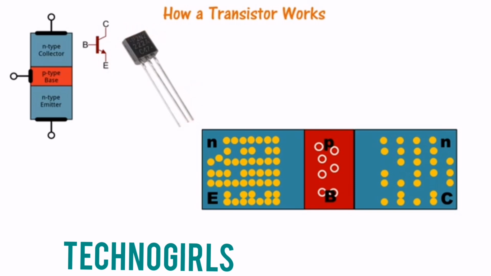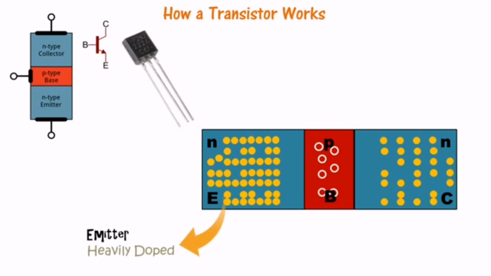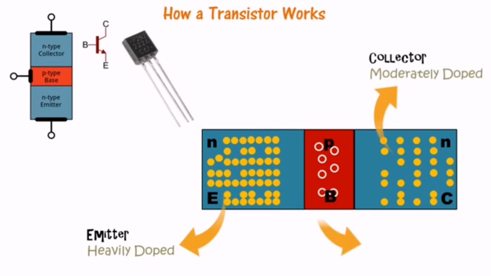This is a very standard NPN type transistor and it consists of three layers: the emitter, which is heavily doped, the collector, which is moderately doped, and the base, which is very thin and very lightly doped.